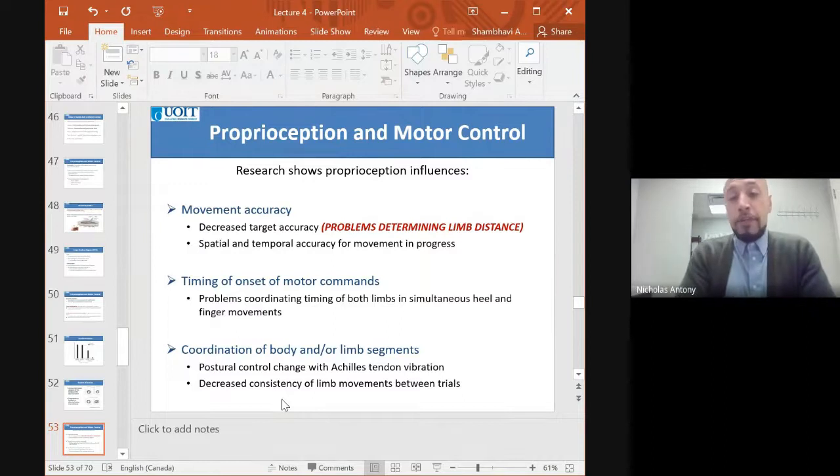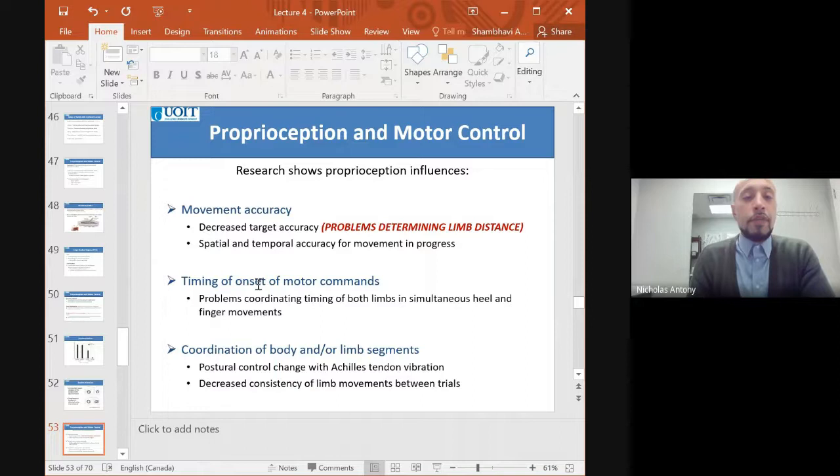If you have the textbook, you can look at what proprioception provided. It allowed for improved movement accuracy, timing in terms of the onset of motor commands, and coordination of body and limb segments. That's what the vibration.